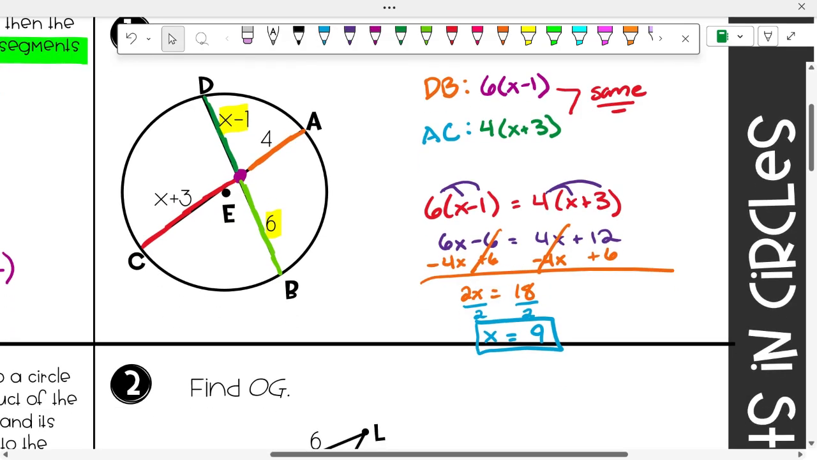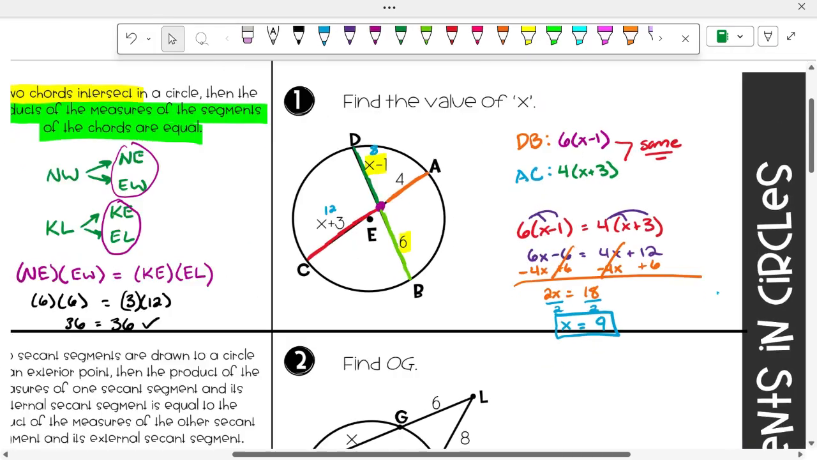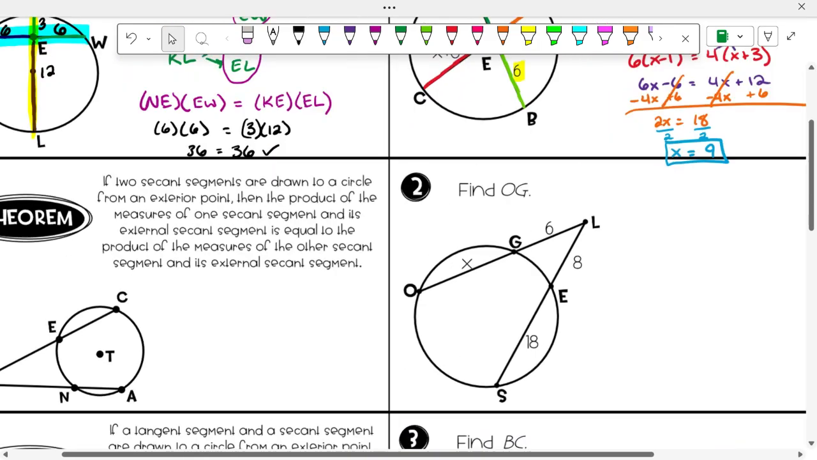Now, if I want to check myself, I can plug 9 back in for x to get those pieces lengths and make sure that if I multiply those two numbers together, I get the same product. So for example, 9 minus 1 is what? 8. So this would be 8. What's 8 times 6? 48. All right. What's 9 plus 3? 12. What's 12 times 4? 48. So they're equal. So it works. So that was the intersecting chords theorem. Now let's talk about the secant-secant theorem. All right, so this is the next one down.